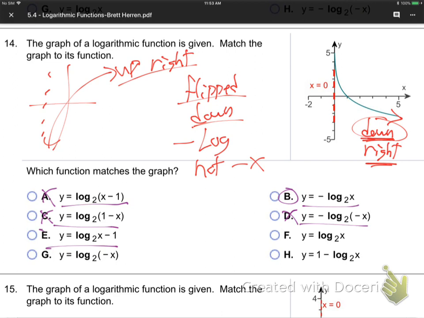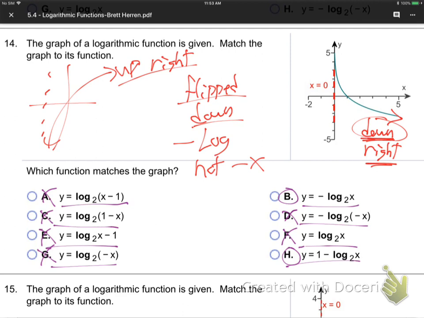E. No. No negative on the log. F. No. No negative on the log. G. No. No negative on the log. H. Maybe. All right, so we're down to B and H.